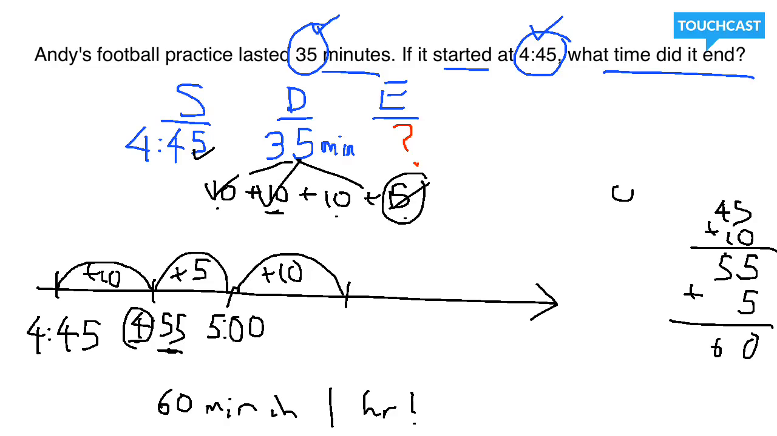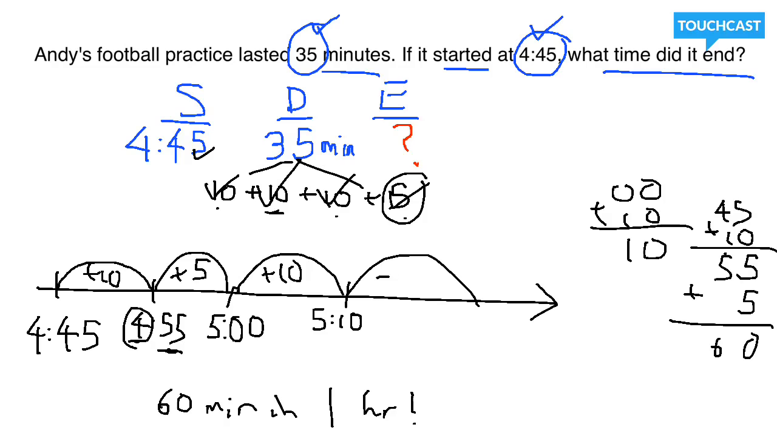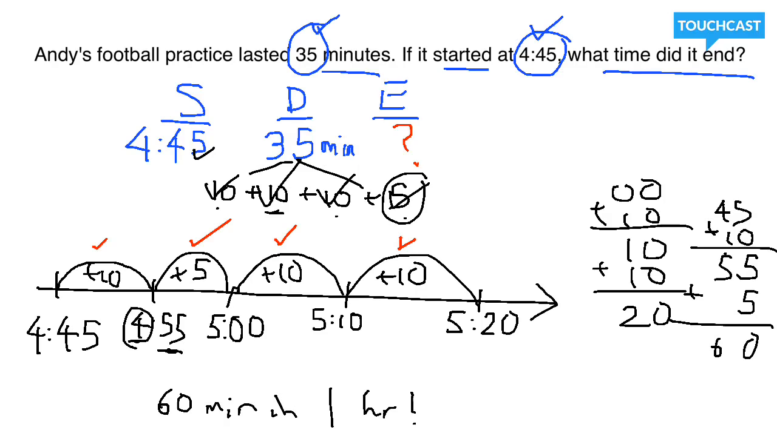5 o'clock plus 10. 0 plus 10 is easy. That's 5:10. And let's do the last one. 5:10 plus 10. 10 and 10 is 20. 5:20. So I can see right here that I've added up 10, 20, 30, 35. So I finished and added up all the time I needed. So my end time is actually 5:20. Make sure that what I've written is what you have written as well. Nice job.